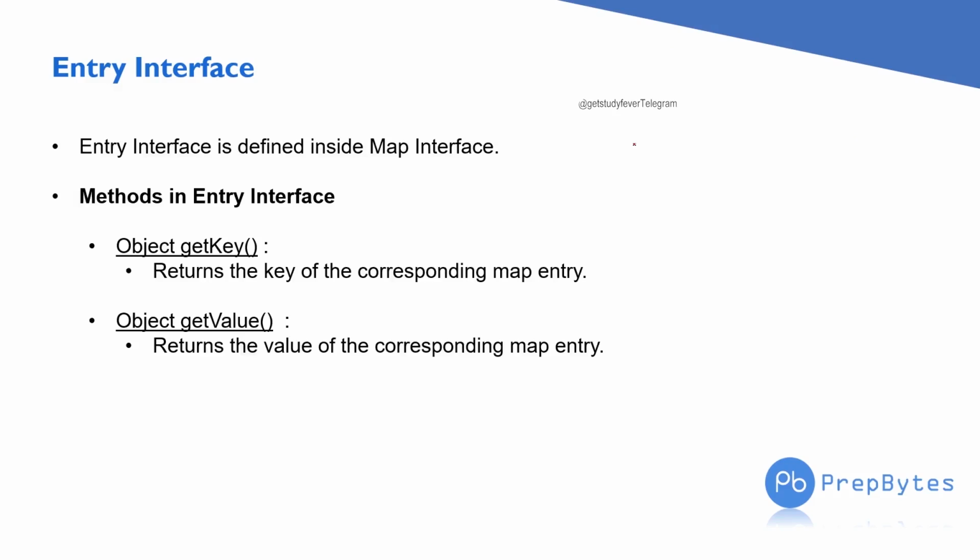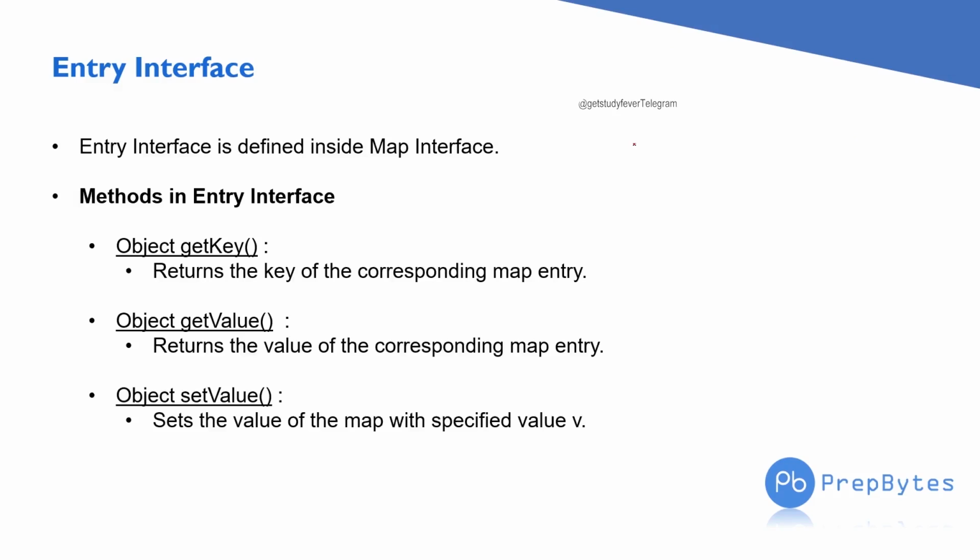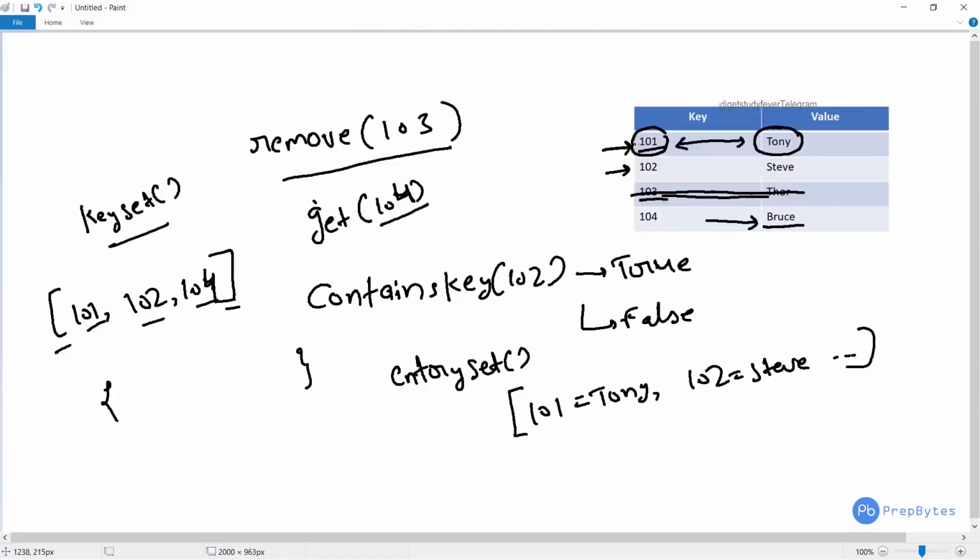I told you about get value. Now the set value. What if I want to set the value of the map with a specified value v? In the set value method I will pass a v. That is my new value. Now for example, I want to change from Bruce to Hawkeye.